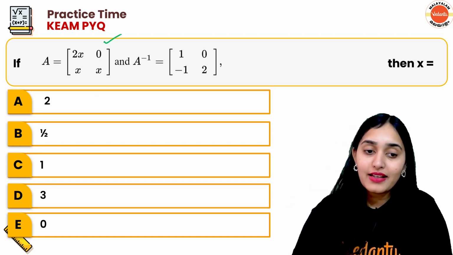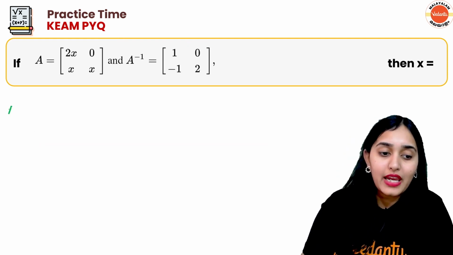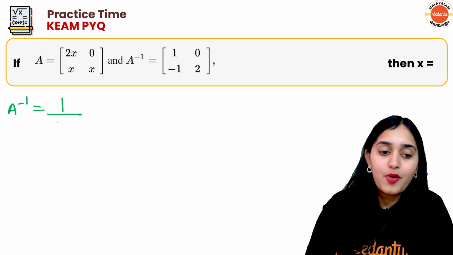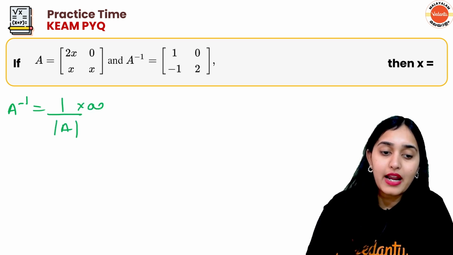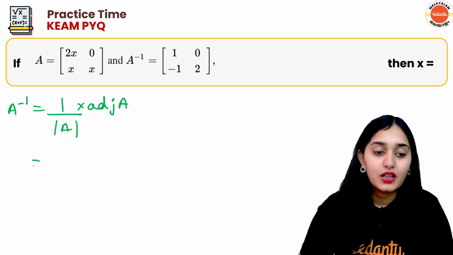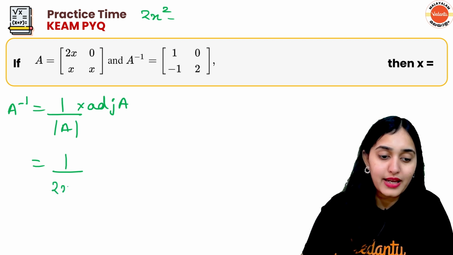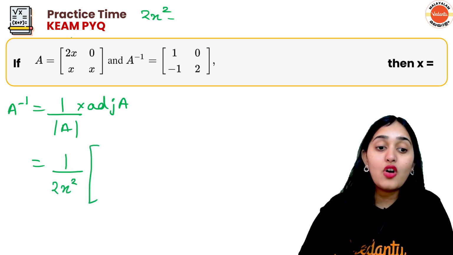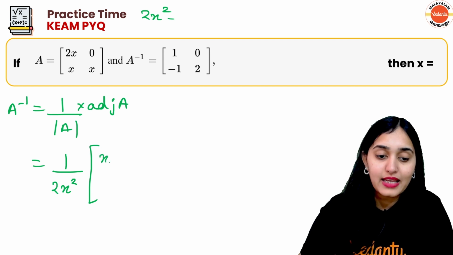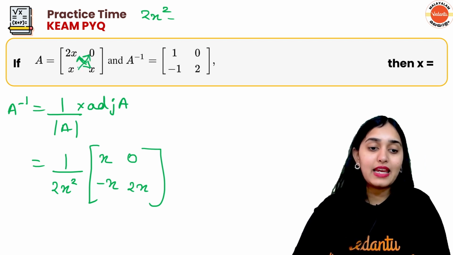Next, if A matrix is this, A inverse is this, then x will be what? Let's find out. So, A inverse is 1 upon determinant of A into adjoint of A. So, what is determinant of this matrix? 2x square minus 0. So, it is 1 upon 2x square into adjoint of A. Adjoint of A is interchange x, 0, minus x, 2x. Interchange this, sign change this.